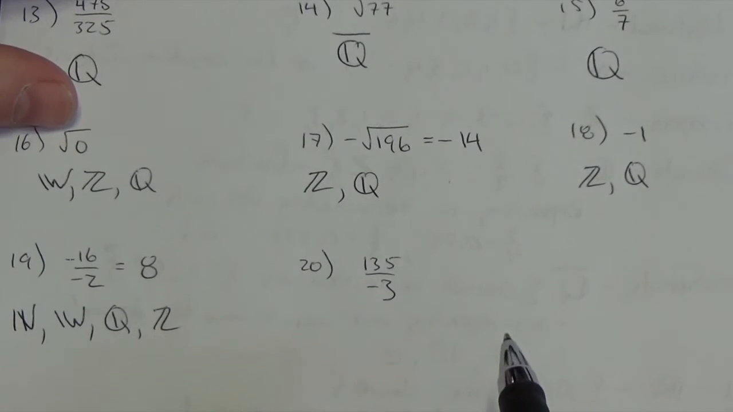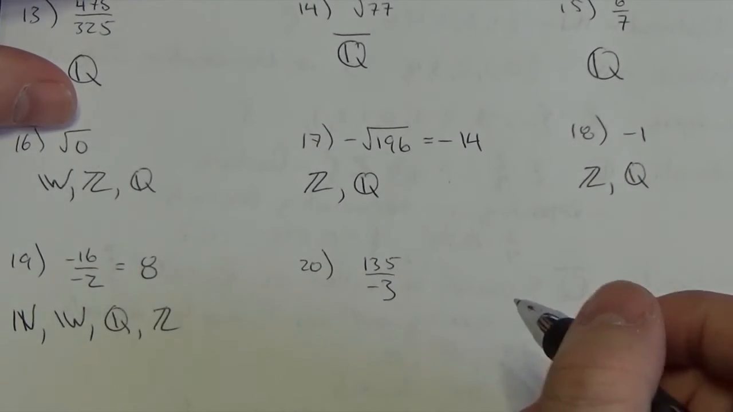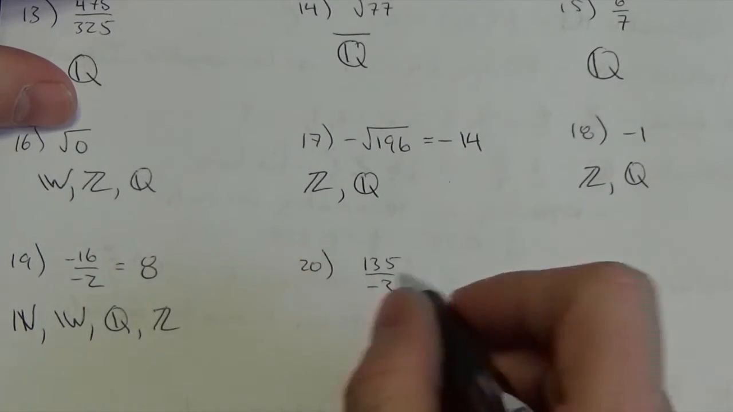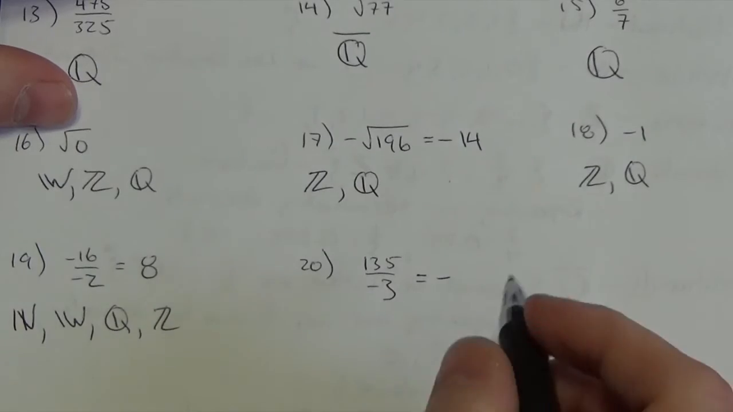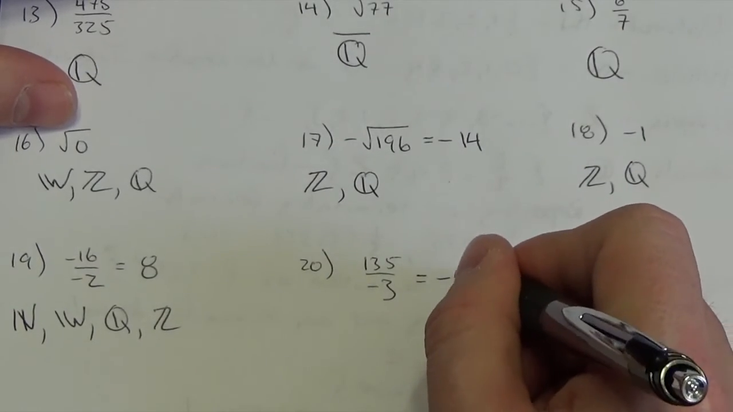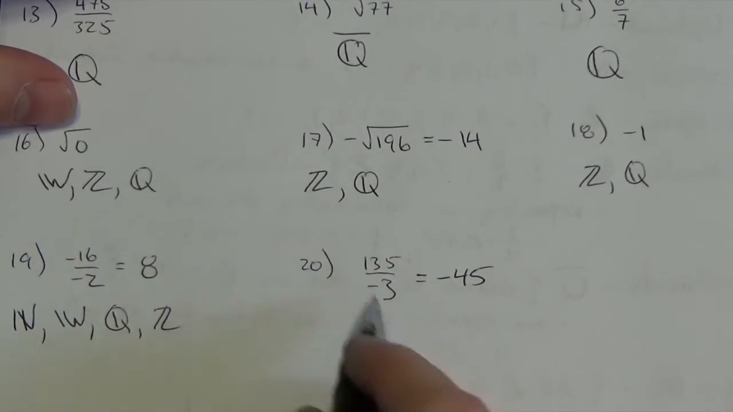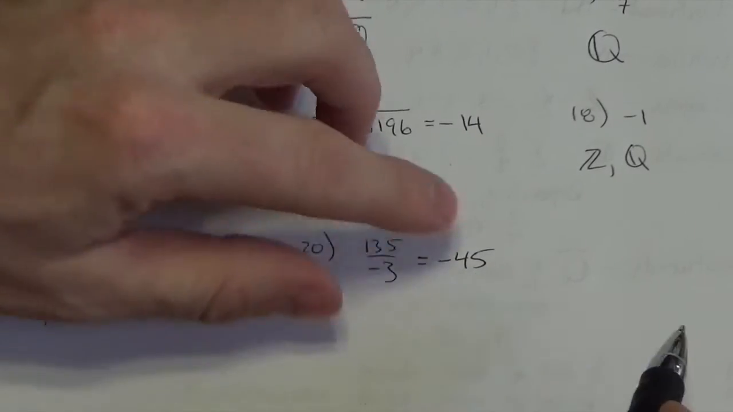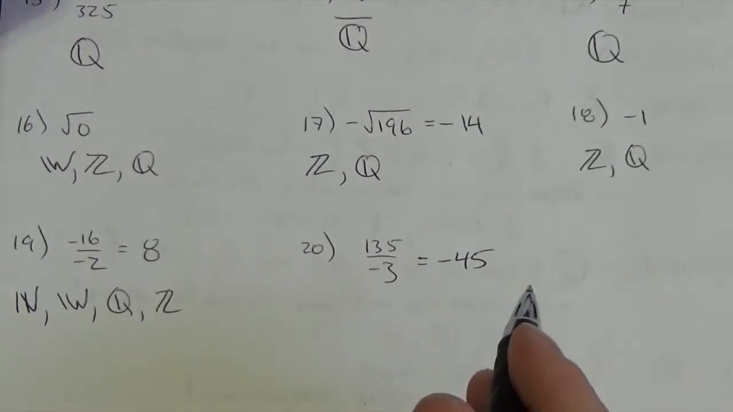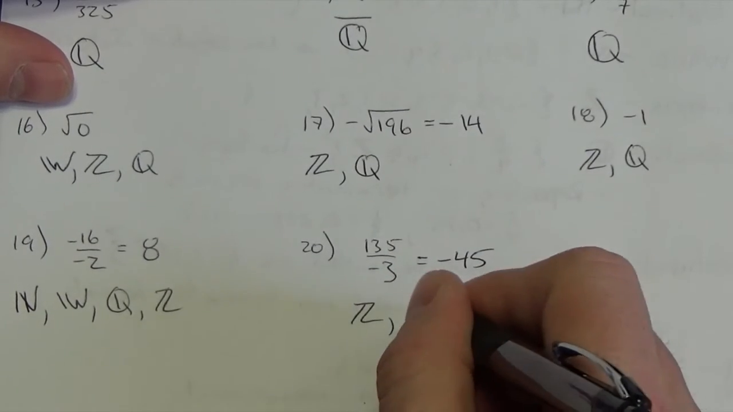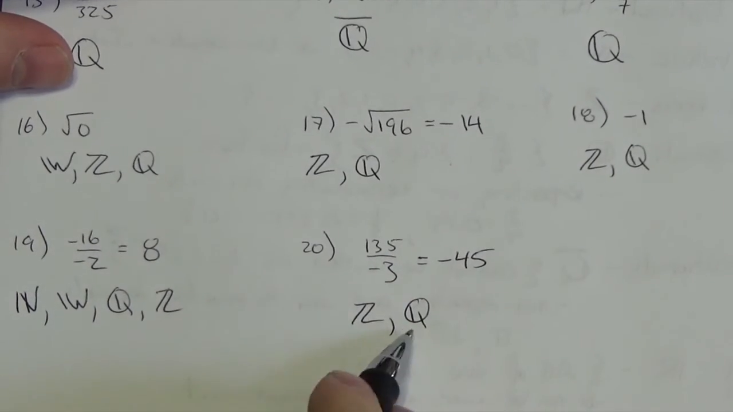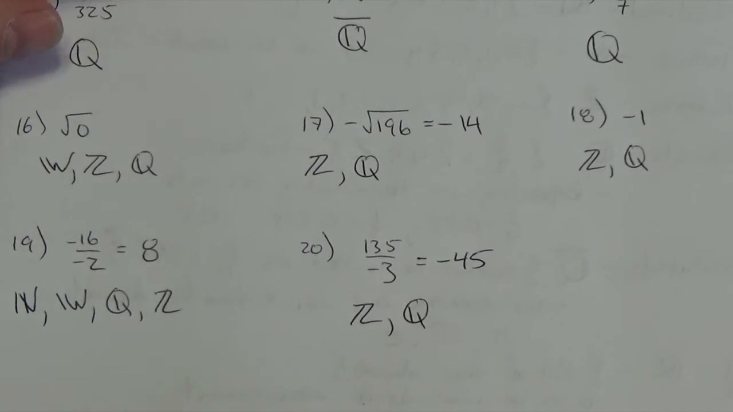Same thing over here with -135 over -3. Well, 135 is in fact divisible by 3. And in fact, that is going to be -45. And so, without the negative, that would be a natural as the smallest set it belongs to. But with that negative, that makes it an integer. And then the integers belong to the rationals.